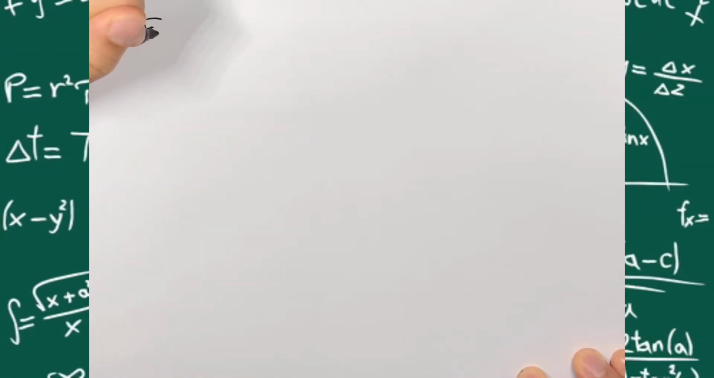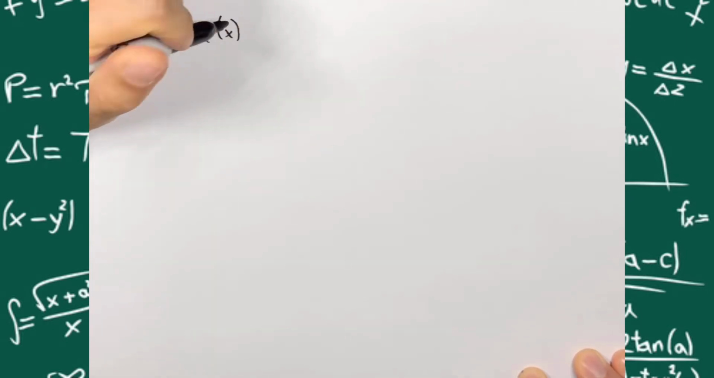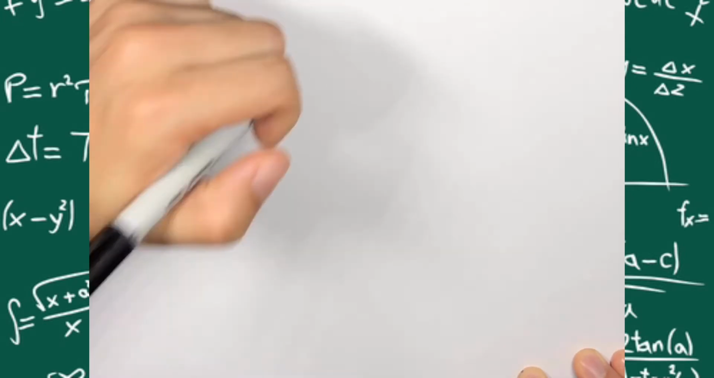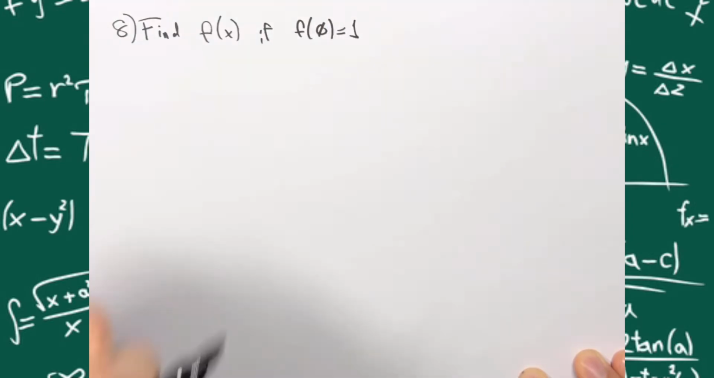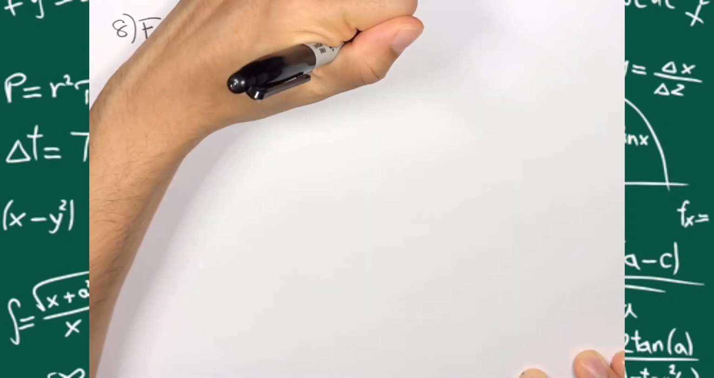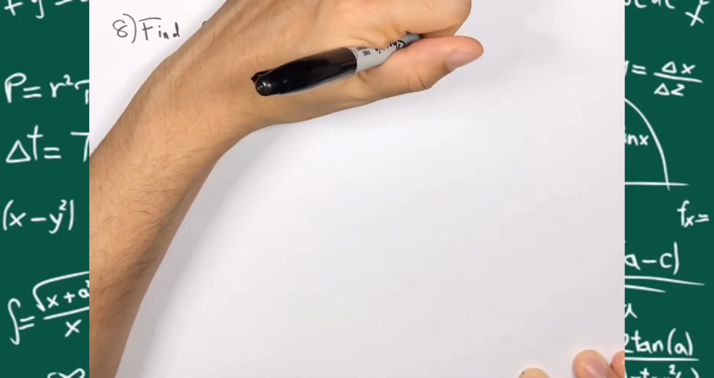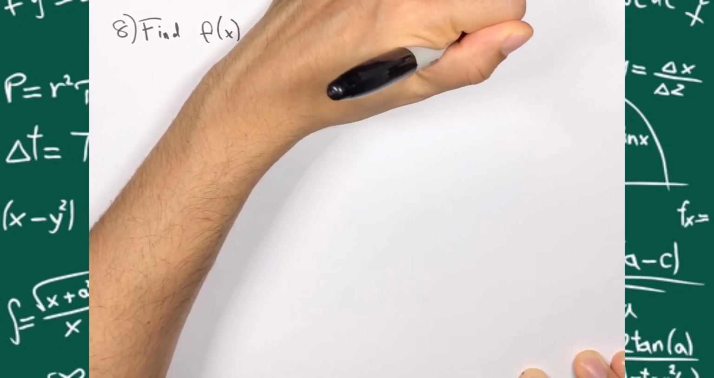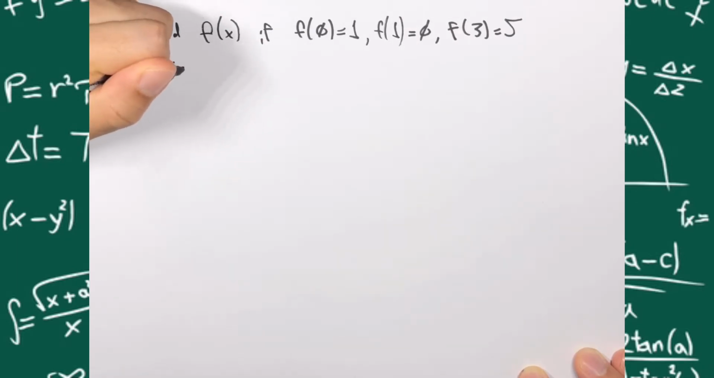Exercise number 8 is going to be similar to exercise number 7. There's going to be a little bit of difference, but we'll go ahead into that. They ask us to find f of x, and they give us a few values: f of 0 equals 1 is the first, the second one is f of 1 equals 0, and the third one is f of 3 equals 5. And then the problem tells us f is quadratic.